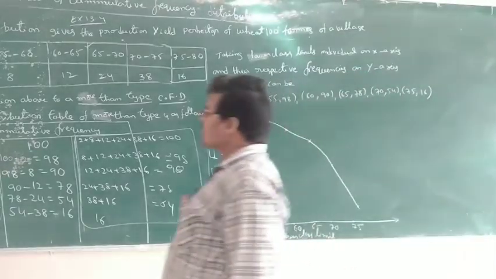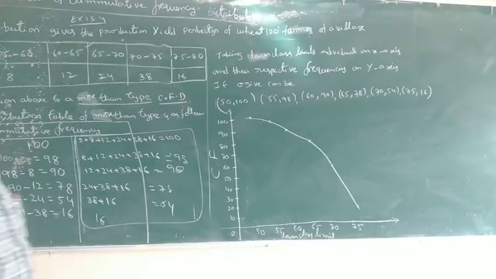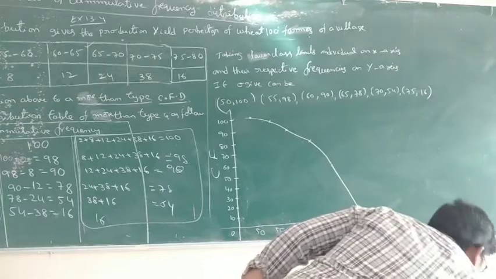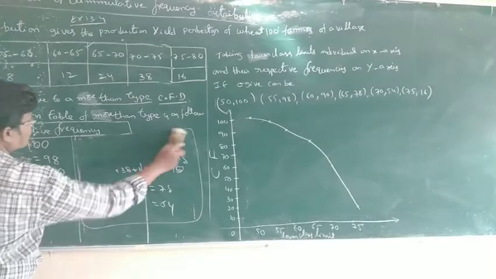Once again I will explain. Convert the distribution to a more than type. More than type means more than the lower limit, while less than type means less than the upper limit, the reverse. More than 50 means adding all. For the cumulative frequency, we follow any one procedure, not both.